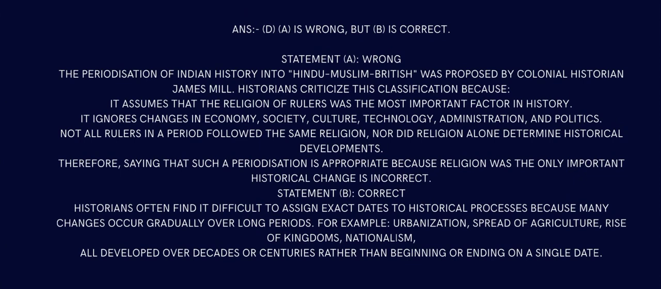Statement A is wrong because the periodization of Indian history into Hindu, Muslim, British was proposed by colonial historian James Mill. He talked about Hindu being the age of chaos, Muslim being the age of darkness, and British being the age of innovation. So it was proposed by historian James Mill.